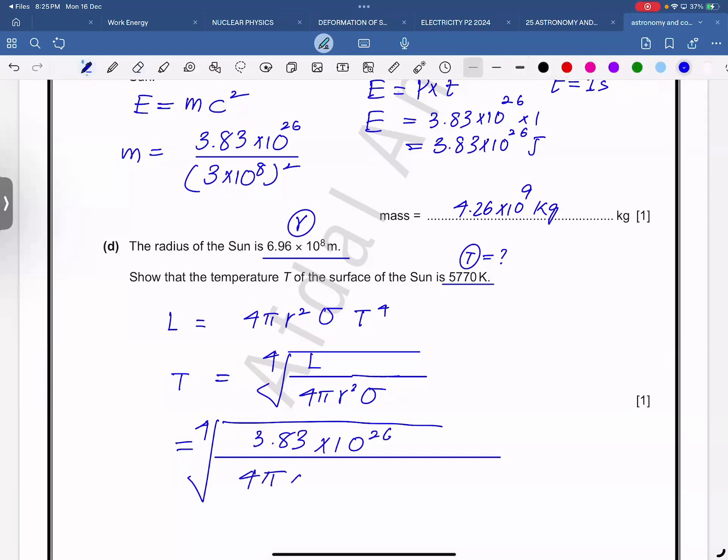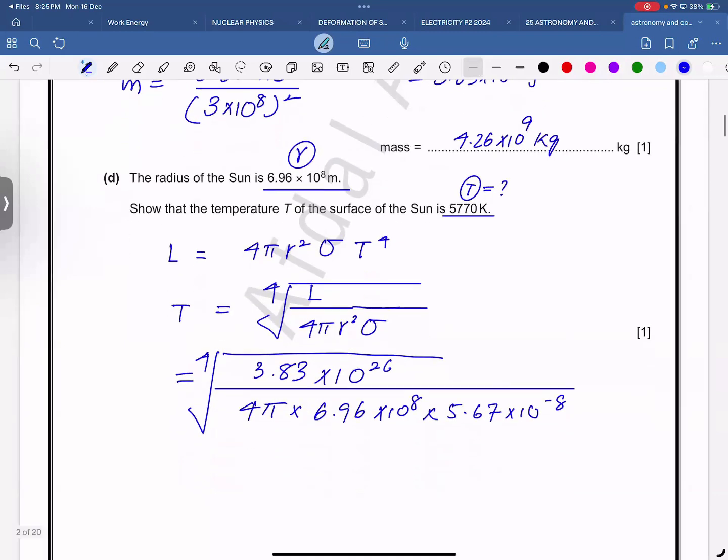4 pi r, 6.96 × 10^8, sigma, 5.67 × 10^-8. It should round to 5770 Kelvin.